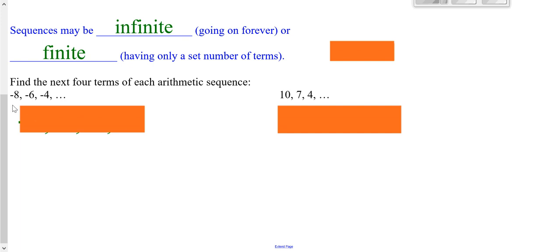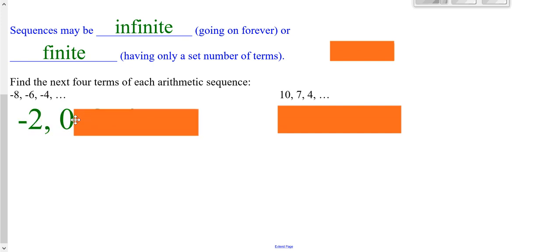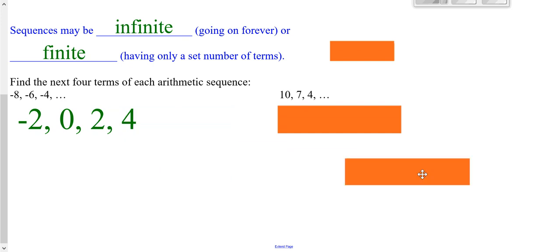So looking down below here, see if you can go ahead and find the next 4 terms. If you look at the patterns here, you're going up by 2, going up by 2, so you're going to be going up by 2. And in this case, our difference would be positive 2. So you add 2 here, you add 2 to that one, you add 2 to that one, and you add 2 to that one, and you get your 4 terms.